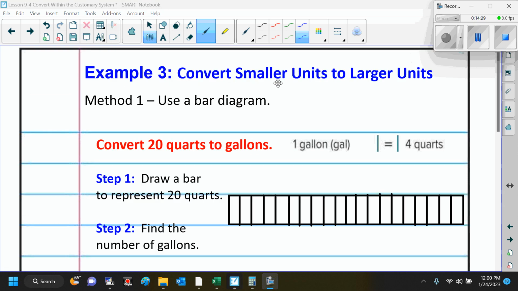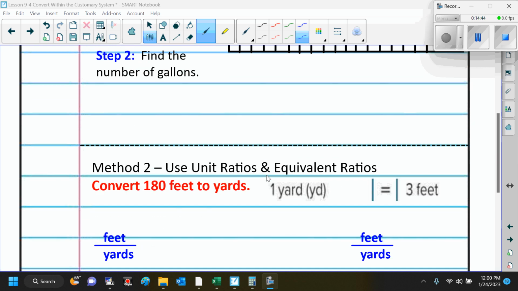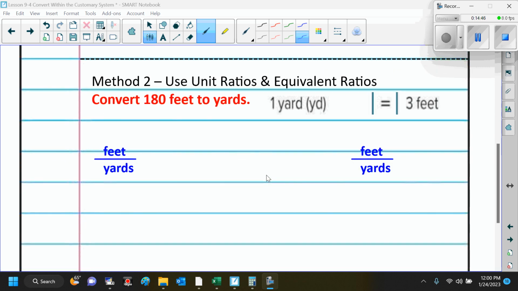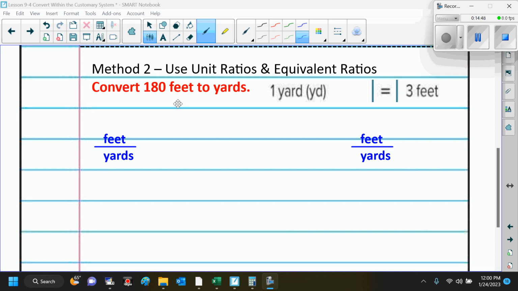Example 3 is convert smaller units to larger units. Now, you guys, I'm going to let you do the bar diagram on your own. We are going to do method 2 together first, though. Okay? So we're going to come down here and do method 2, which is use the unit ratios. And we're going to convert 180 feet to yards.